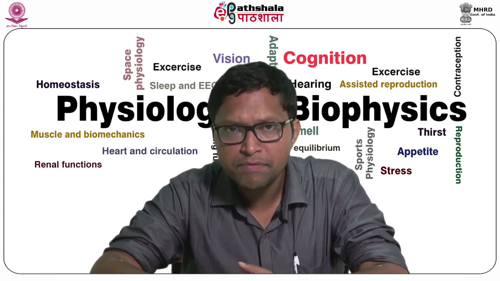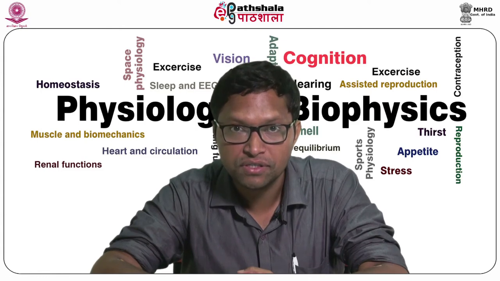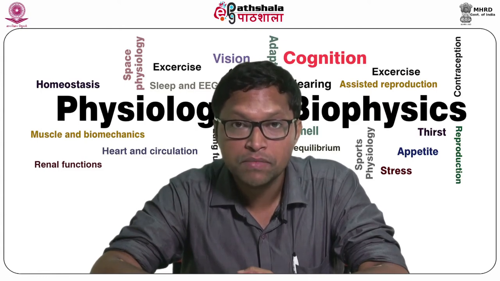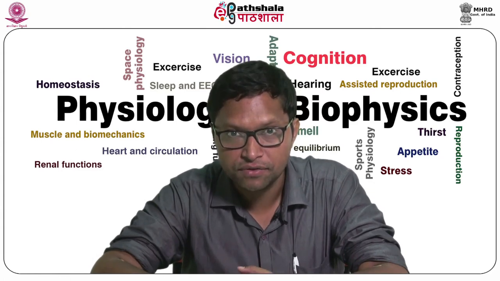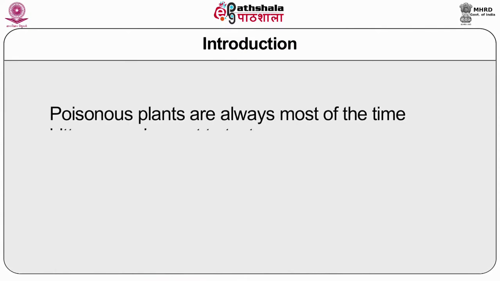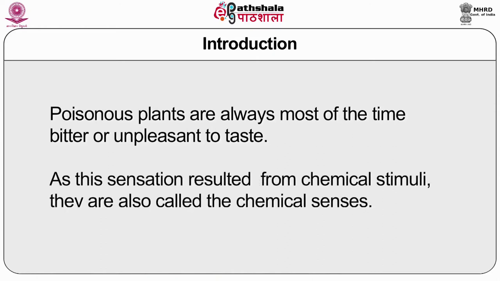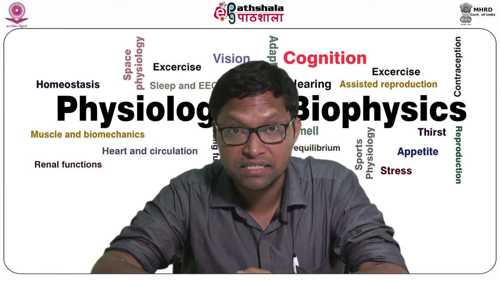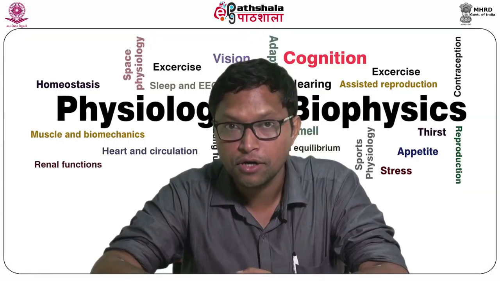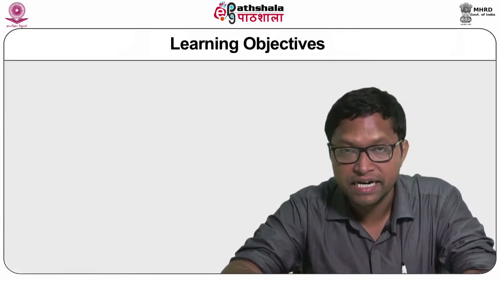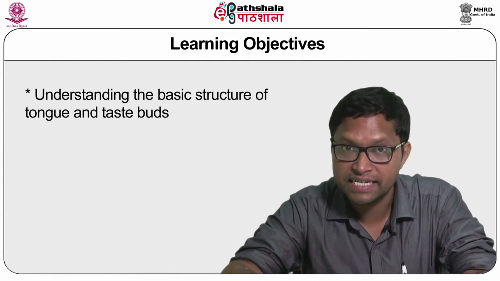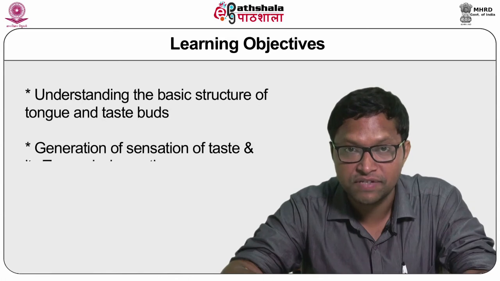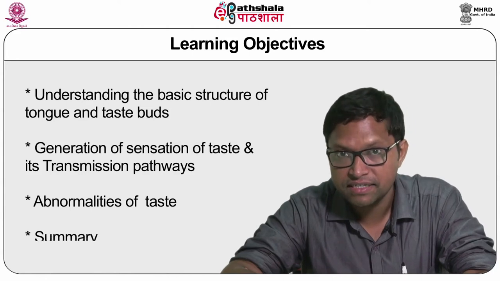Why? It can be mainly because in the due course of evolution, taste evolved into a tool to warn animals against harmful foods. For example, poisonous plants are, most of the time, bitter or unpleasant to taste. As this sensation results from chemical stimuli, they are also called the chemical senses. In this chapter, we are going to discuss the sensation called taste. The basic objectives of this part will be understanding the basic structure of the tongue and taste buds, generation of sensation of taste and its transmission pathways, then abnormalities of taste, and finally, the summary.